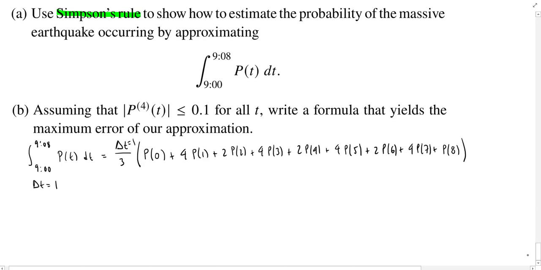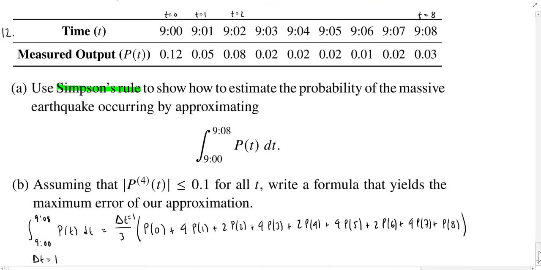And so now this is just simply a matter of writing down based on the table. So p of 0 is 0.12, p of 1 is 0.05, p of 2 is 0.08, p of 3 is 0.02, p of 4 is 0.02, p of 5 is 0.02, p of 6 is 0.01, p of 7 is 0.02, and p of 8 is 0.03.